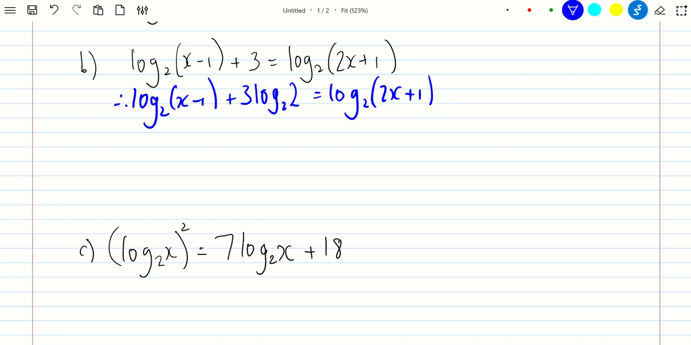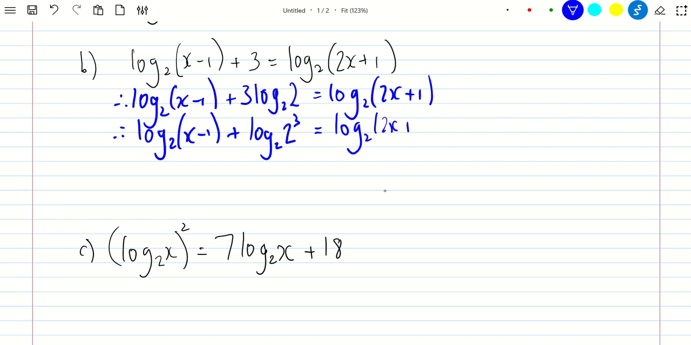Now that I've got that, I can put things together. Well, actually, there's one more step I need to do before I can put it together. So let's do a little bit more work. So that's x minus 1. Now, I can write this as log base 2 of 2 to the power 3. I can put that 3 in there as a power, so that I can start putting things together. Because remember, like in the last video, we can't put logs together if there are numbers out the front. It's not one of our log laws, and we're not allowed to do that. So let's put that 3 on the inside as a power. Now that we've got log 2 and log 2, I can put them together.